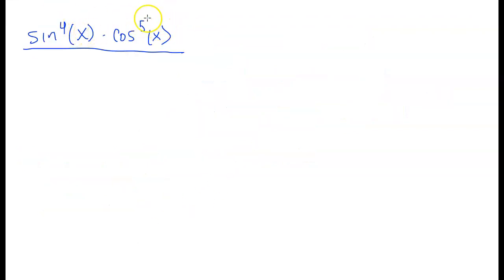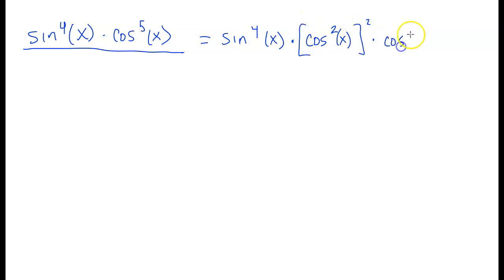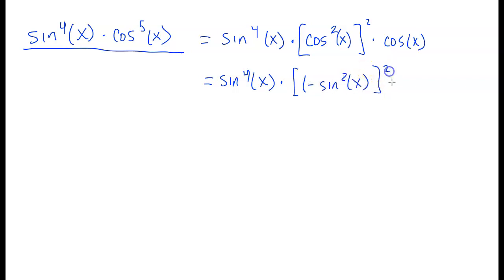So looking at this the other way, let's say cosine was the one that was odd. Then of course here we'll keep sine raised to the 4 the same, but now we'll break this out as cosine squared of x squared times cosine of x. Okay, and again, this cosine squared squared is just the cosine raised to the 4. So from here, we know that cosine squared could be written as 1 minus sine squared of x, squared. And so now we see that pretty much everything is written in terms of sine except for that cosine x that's out there.